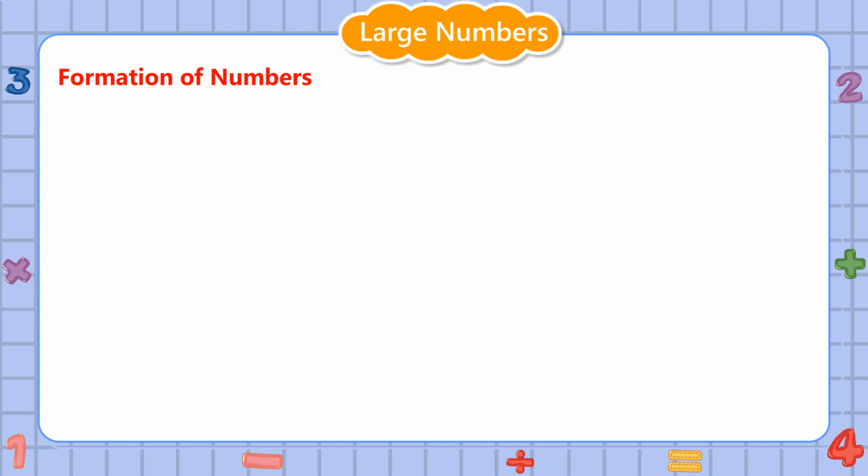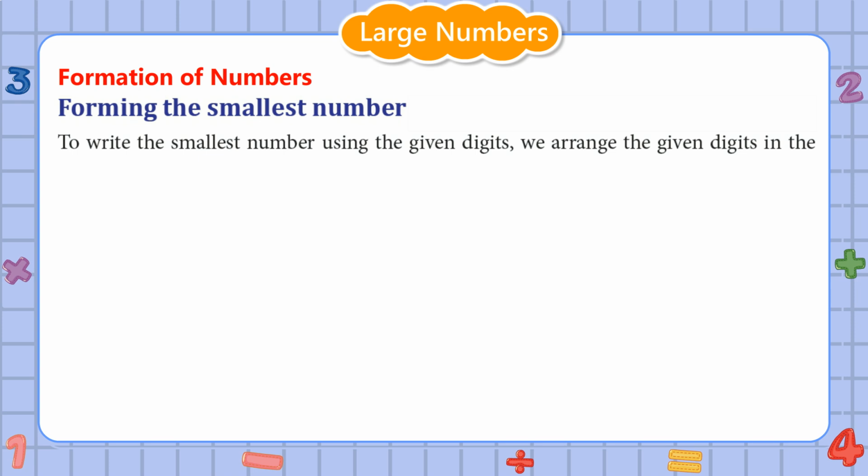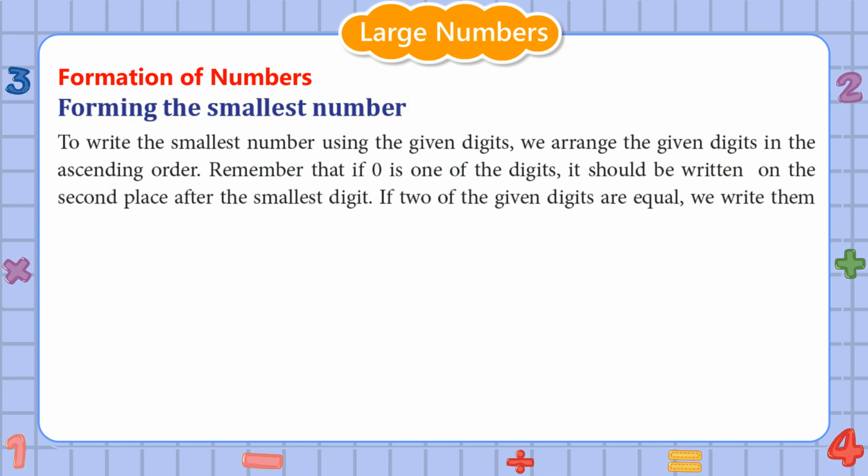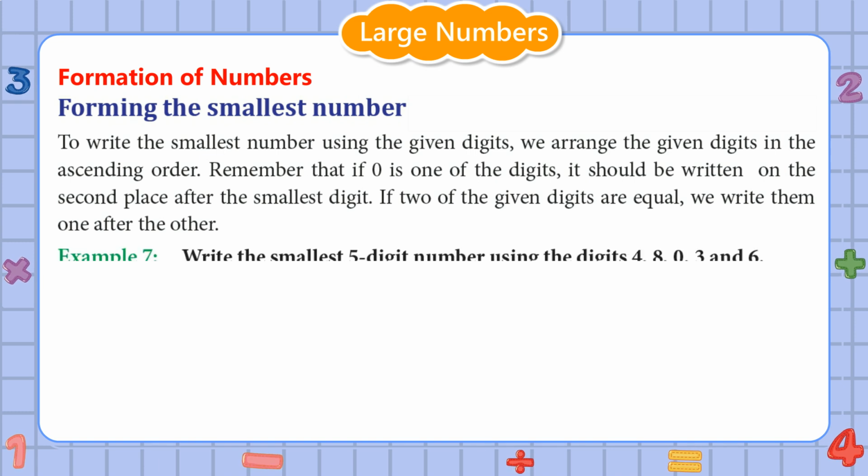Formation of numbers. Forming the smallest number. To write the smallest number using the given digits, we arrange the given digits in the ascending order. Remember that if 0 is one of the digits, it should be written on the second place after the smallest digit. If two of the given digits are equal, we write them one after the other.